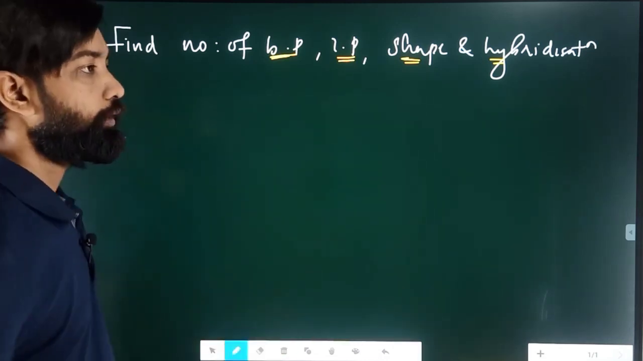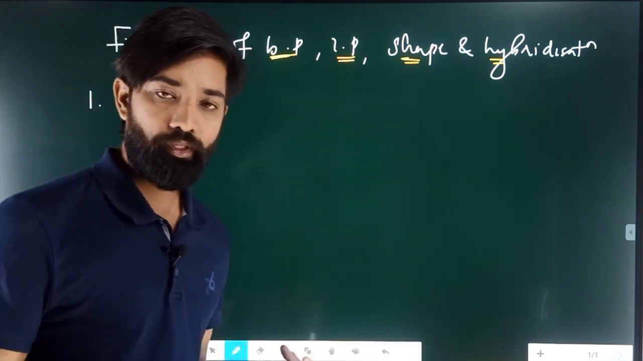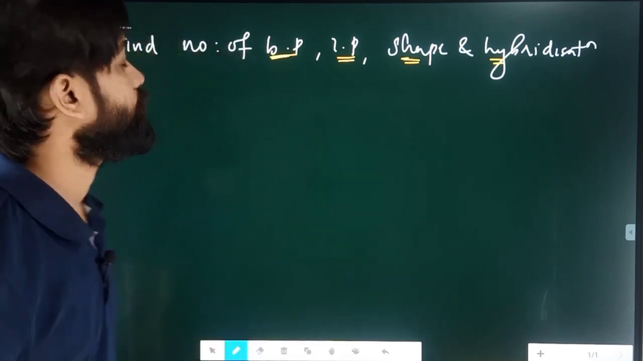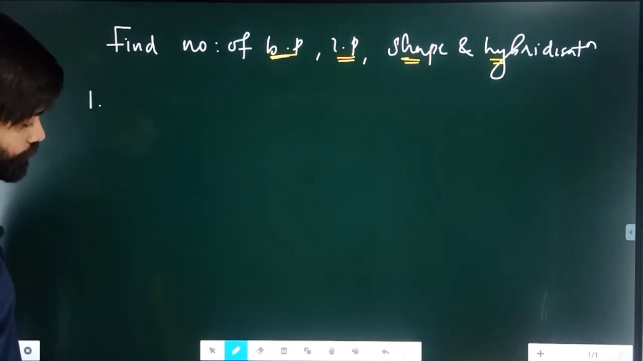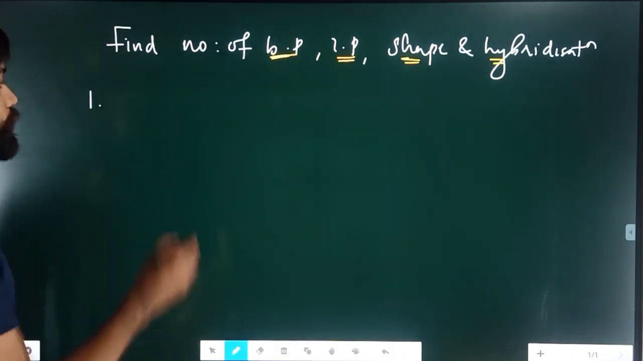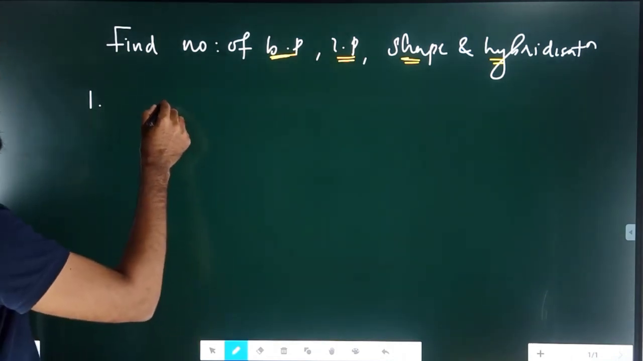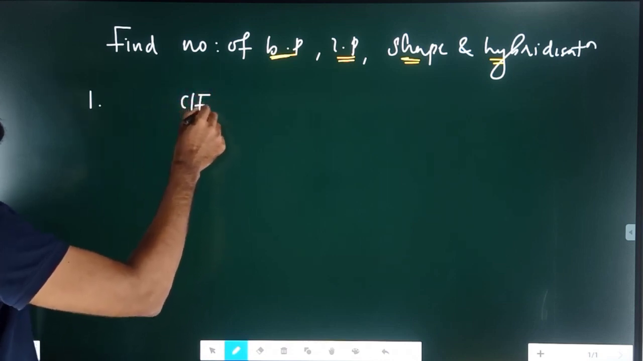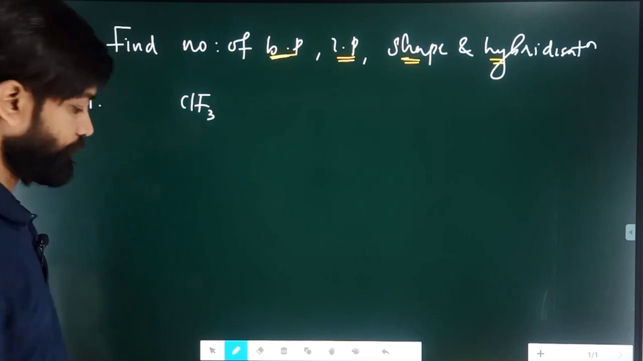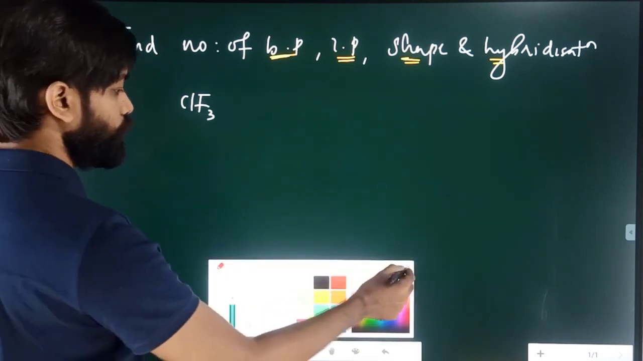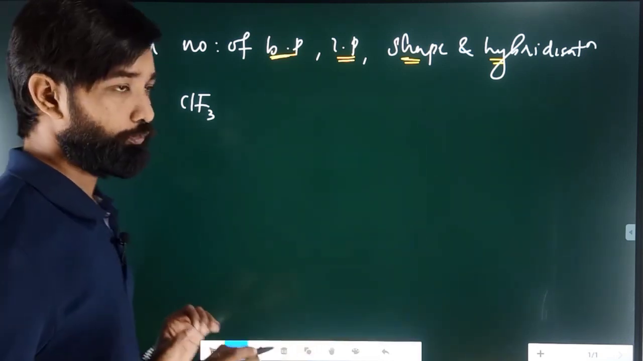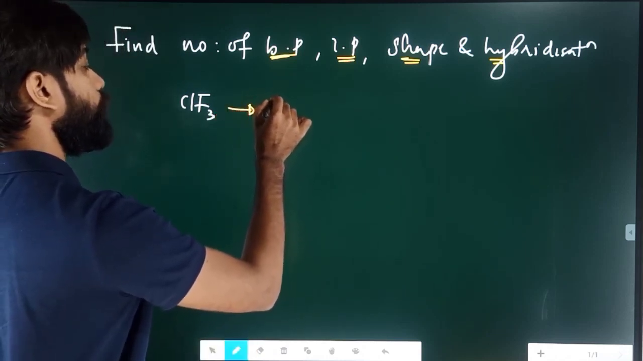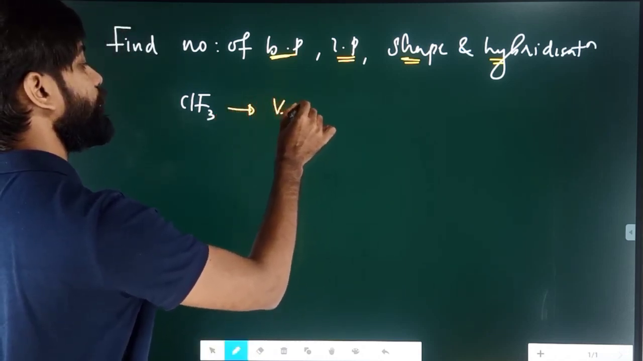So you simply calculate the number of lone pairs, bond pairs, shape, hybridization, etc. Okay, fine. So let me start with the first example. That is, the example is ClF3. Here what you have to find is simply the total valence electron.